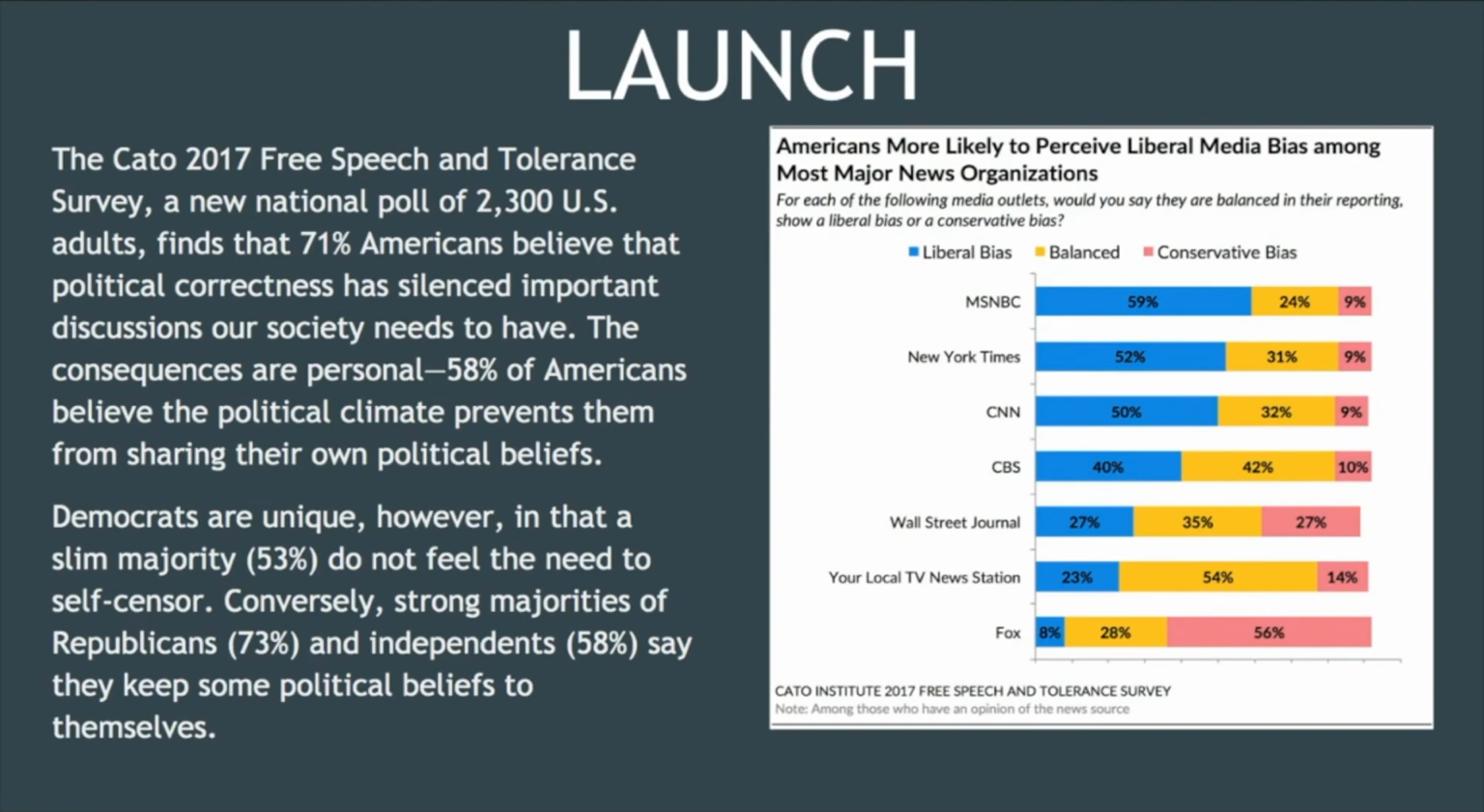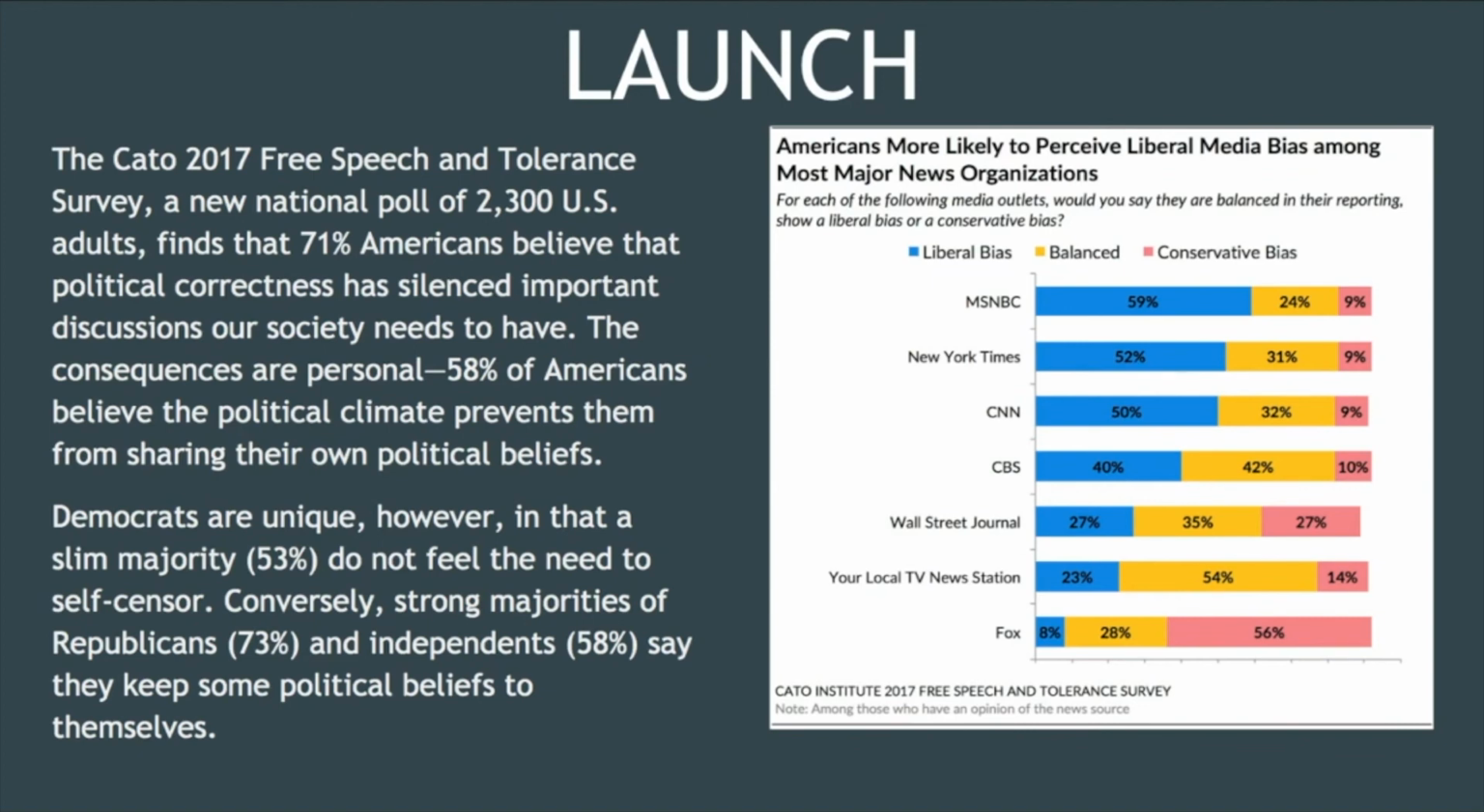Now, what do you think that is? I'm not going to really think much about this, but you can see the demographics here from the Cato Institute, this Free Speech and Tolerance Survey. Note the note at the bottom: among those who have an opinion of the news source. Now, what about those that don't have an opinion? Are we really getting a demographic of the people in our country? If we're not asking everybody, it doesn't matter.